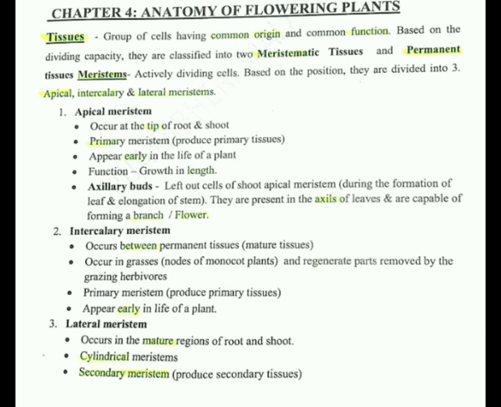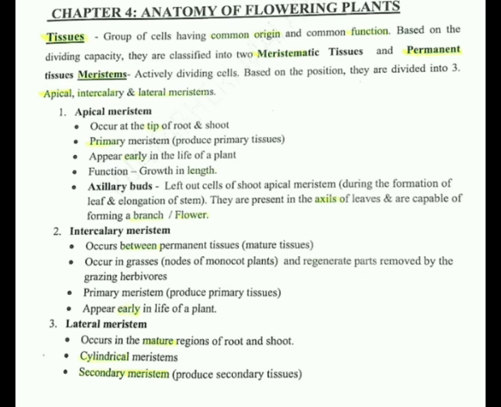Then we have to talk about the third classification of the meristematic tissues, that is lateral meristem. The lateral meristem occurs in the mature region of root and shoot. It is also known as cylindrical meristem.